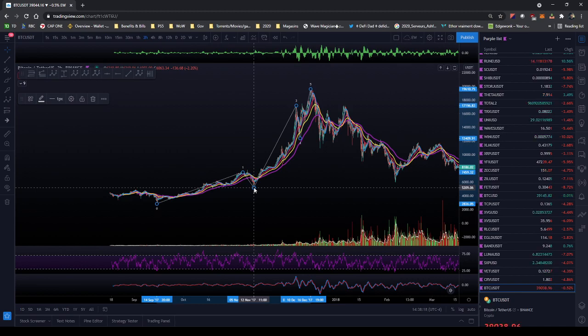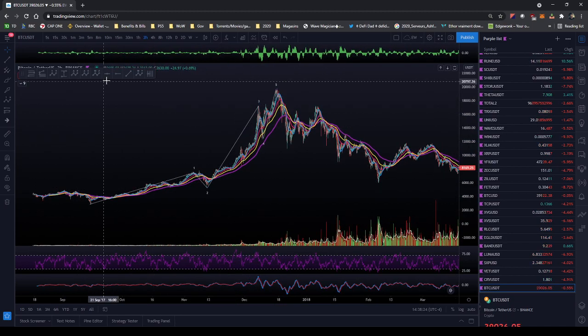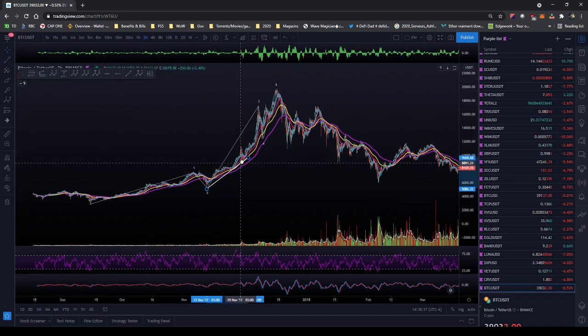Wave 3 cannot be the shortest impulse wave, but does not have to be the longest. This is a very important rule, and it's one that many beginners in Elliott Wave get wrong. So you measure your wave 1. Wave 3 is safely longer than wave 1, so it's not the shortest. Right there, this rule has been respected. You don't even need to measure wave 5.